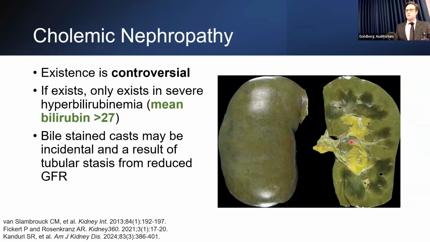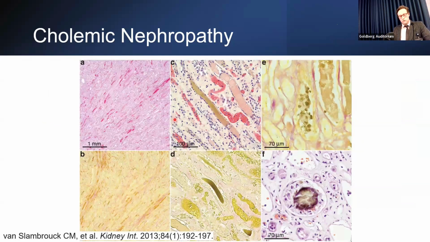So if it does exist, it has to be in the presence of severe hyperbilirubinemia. In studies, it seems to be bilirubins in the 20s. And again, is this just bile staining Tamm-Horsfall protein, or is this actual bile causing obstruction of the tubules? When you look at it on biopsy, you can see beautifully stained tubules with bile and even obstructive bilirubin crystals with inflammatory reaction around.